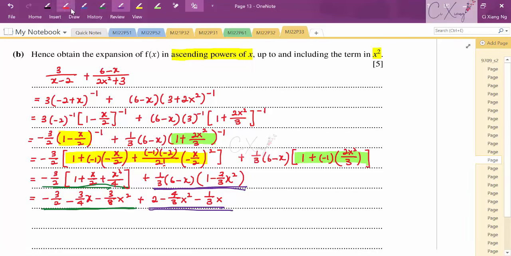Right? And now we want to do the last step to simplify the answer. So if I simplify without any careless mistake, my final answer should be 1 over 2 minus 13 over 12x and minus 41 over 24x squared. So basically, this is what we have for the binomial expansion for this question number 7.